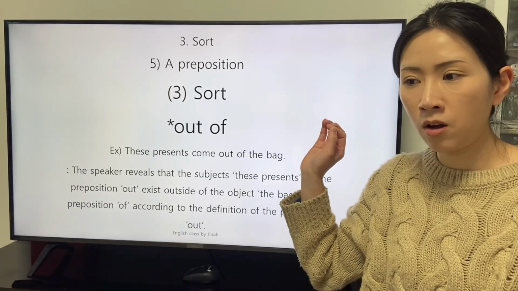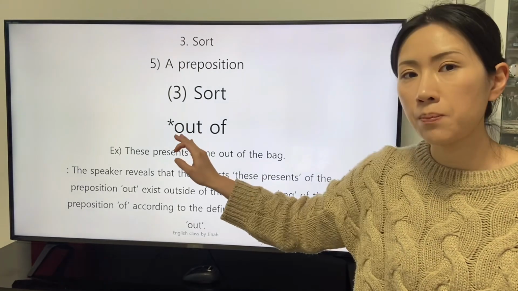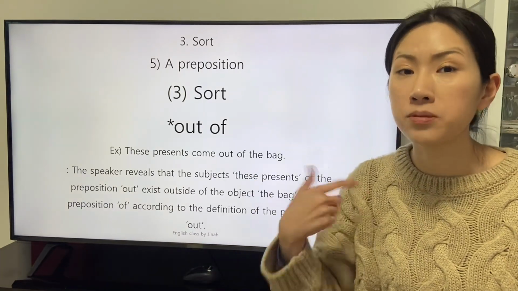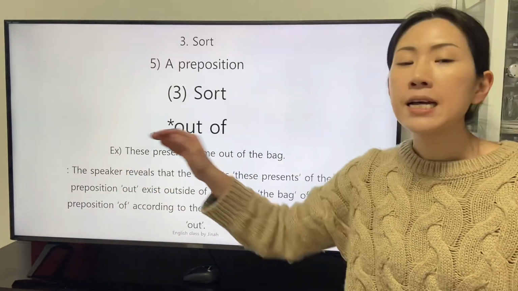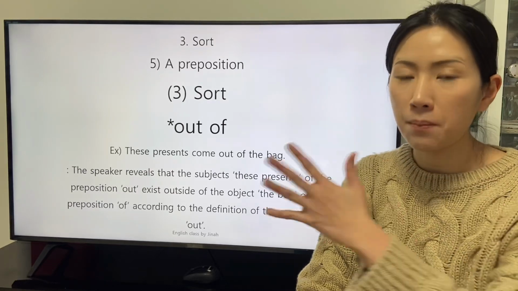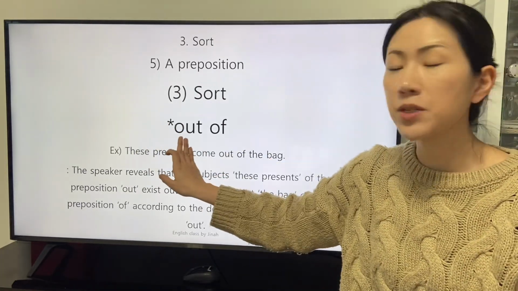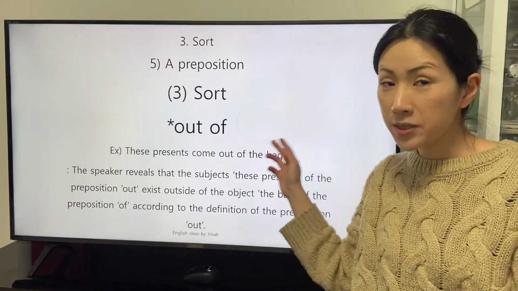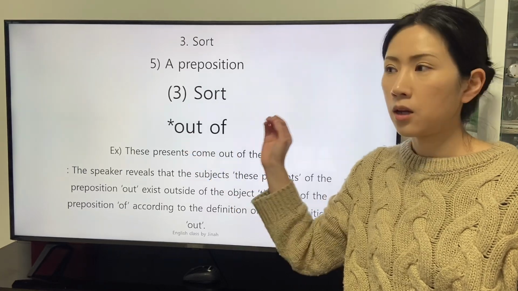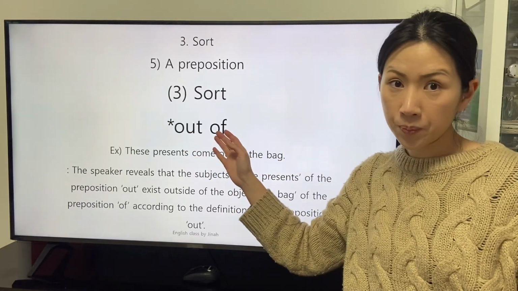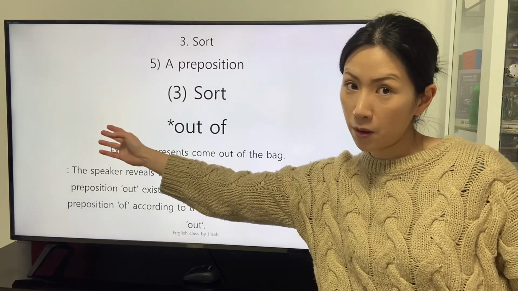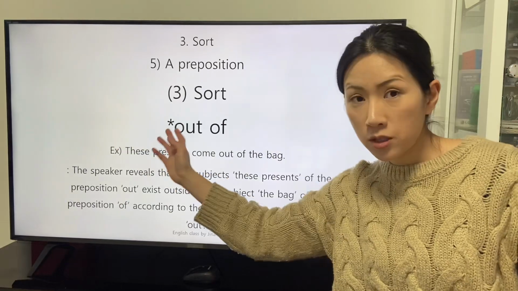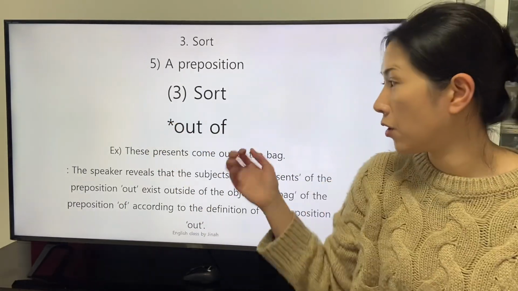There is an applied form that the preposition out and the preposition of are both applied. There is a clause. These presents come out of the bag. The subject of the preposition out is excluded from the object of the preposition. The object of the preposition of includes the subject of the preposition of. Then we can be aware that the subject of the preposition out is excluded from the object.